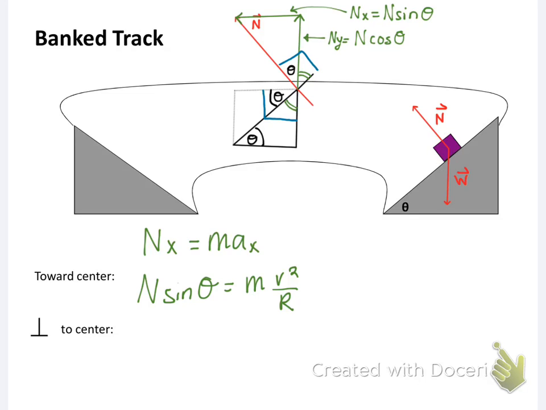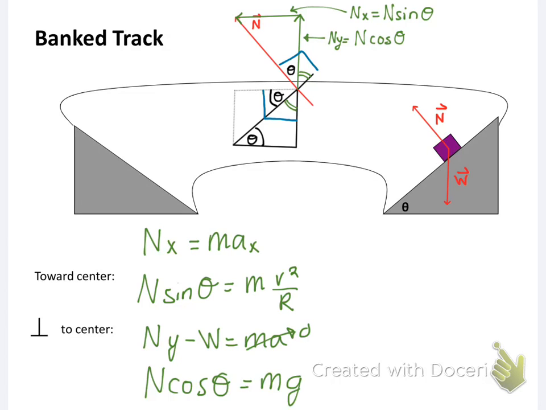Now let's look at the y direction. So in the y direction, we have the y component of the normal force and the weight force. And we also know that the car is not accelerating in the y direction. So we can set this equal to 0. And then when we solve, we see that n cosine of theta equals the mass times gravity.